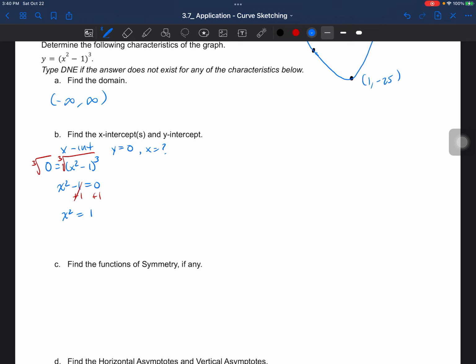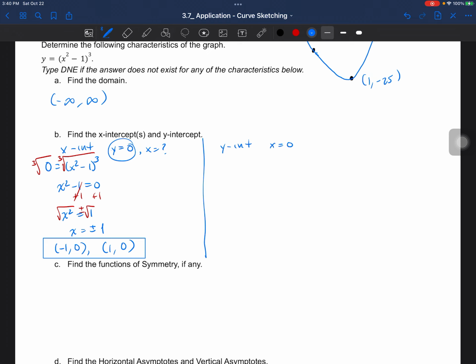And then from here, you add 1 on both sides, and therefore we get x squared equals 1. Then you take the square root on both sides, plus or minus. So we get x equals plus or minus the square root of 1, which we know is 1. Therefore, when x equals negative 1, the value of y is 0, and with a similar argument, when x equals 1, your y value is 0. So these are your x-intercepts.